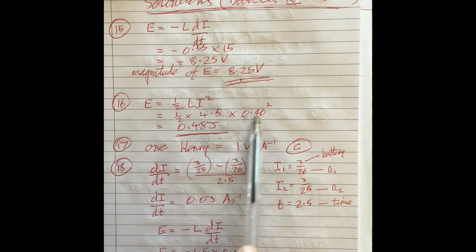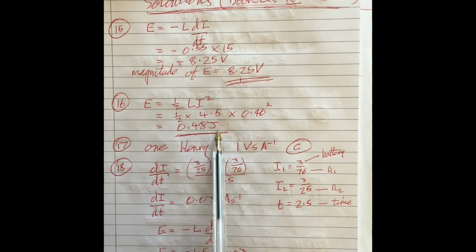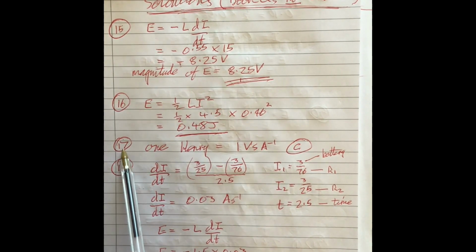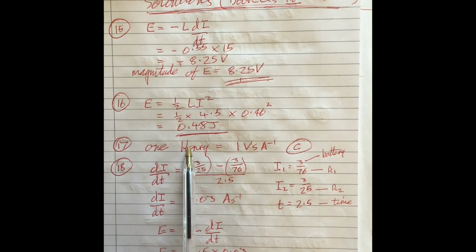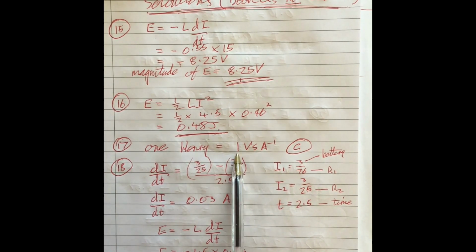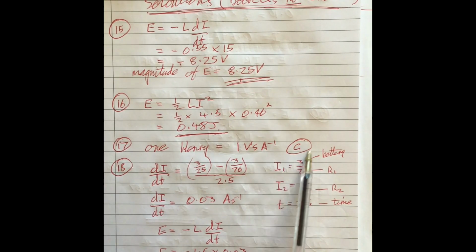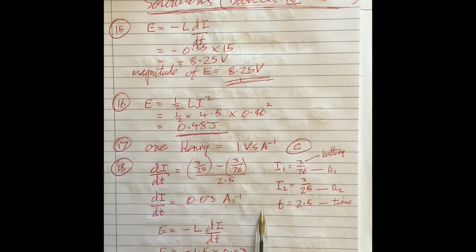Question 16, we're asked for the energy stored in the inductor, so that's half Li squared. Again, pop in the values from the question and you should get 0.48 joules. Question 17 asks which of the following is exactly equal to 1 Henry, Henry being the unit of inductance. By definition it is 1 volt second per amp, so the answer you should pick for that one is C.